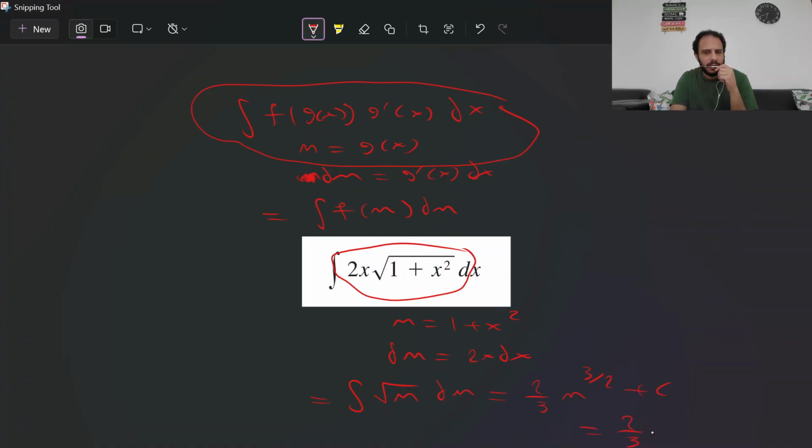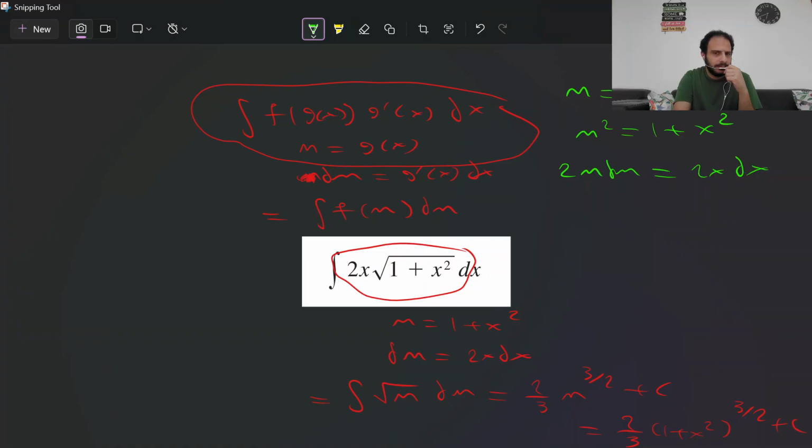Then this equals 2 over 3, and I want just to get m back, so 1 plus x squared to the 3 over 2 plus c, right? Good. Now let's try the other solution. I prefer to take the substitution with the square root. So m equals square root of 1 plus x squared. Then you square both sides, you get m squared equals 1 plus x squared. Differentiate both sides, you get 2m dm equals 2x dx.